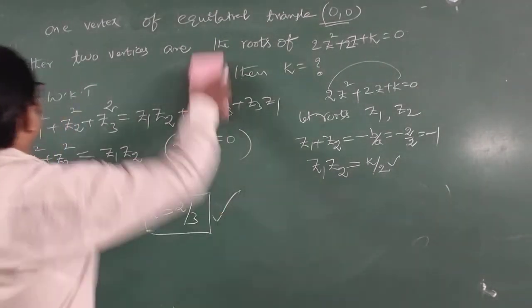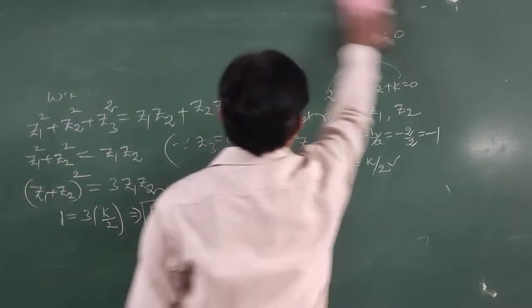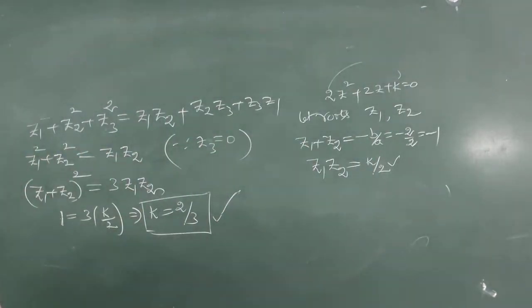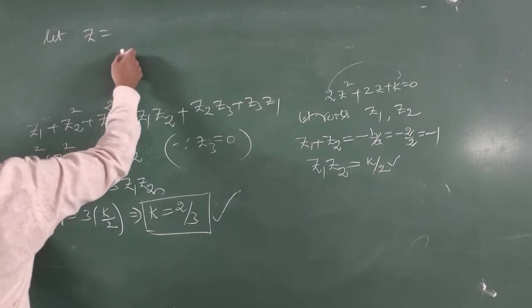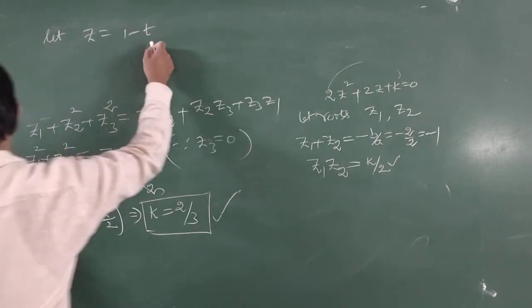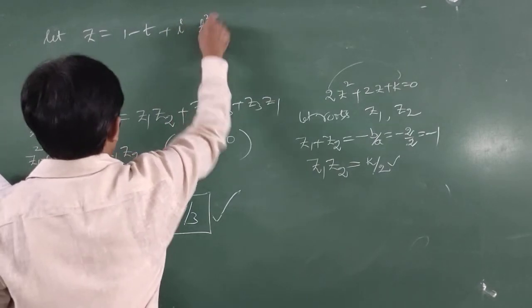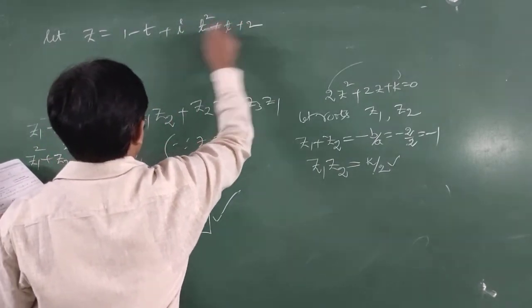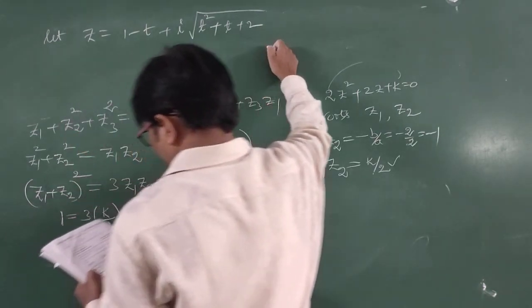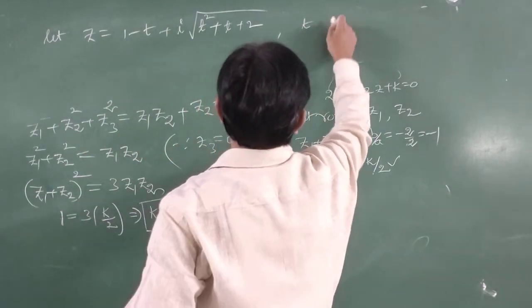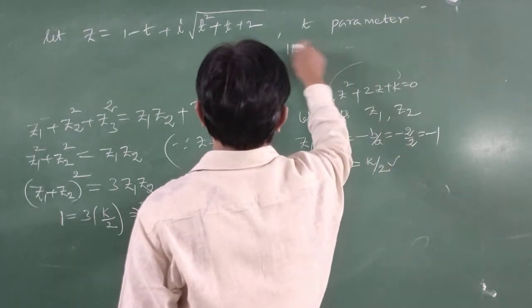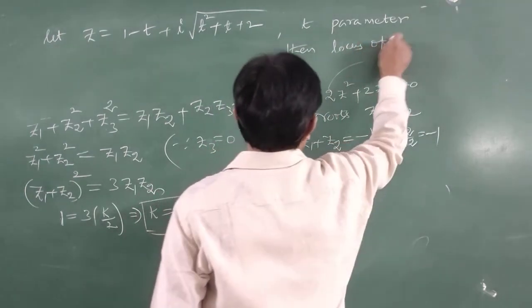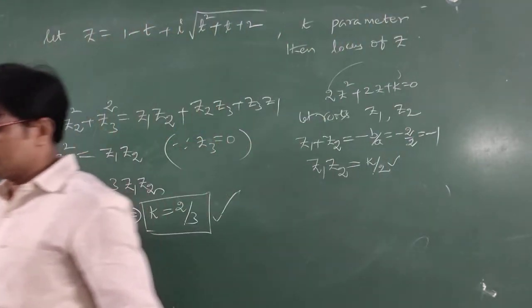Now students, another one. Let z = 1 - t + i√(t square + t + 2), where t is the real parameter. Then find the locus of z.